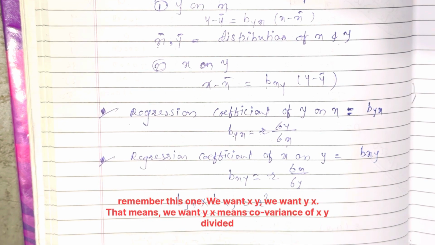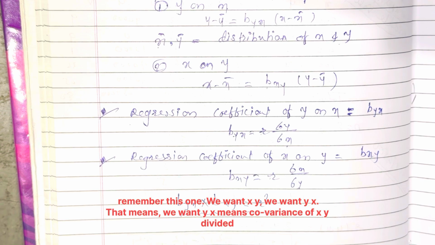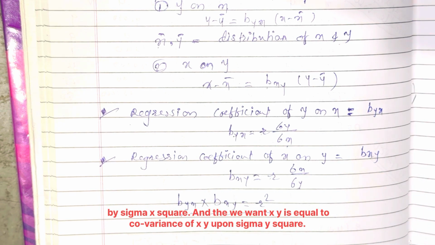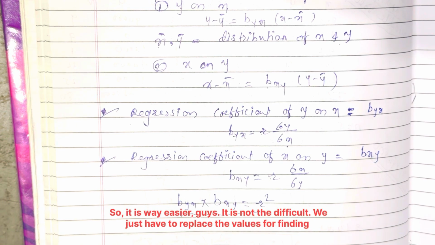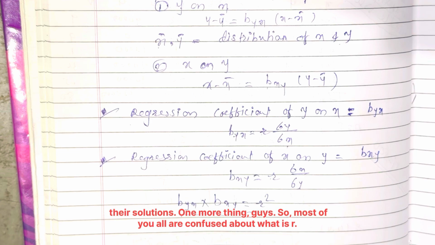B of yx means covariance of xy divided by sigma x square, and b of xy is equal to covariance of xy upon sigma y square. So it is way easier, guys. It's not that difficult. We just have to replace the values for finding the solutions.